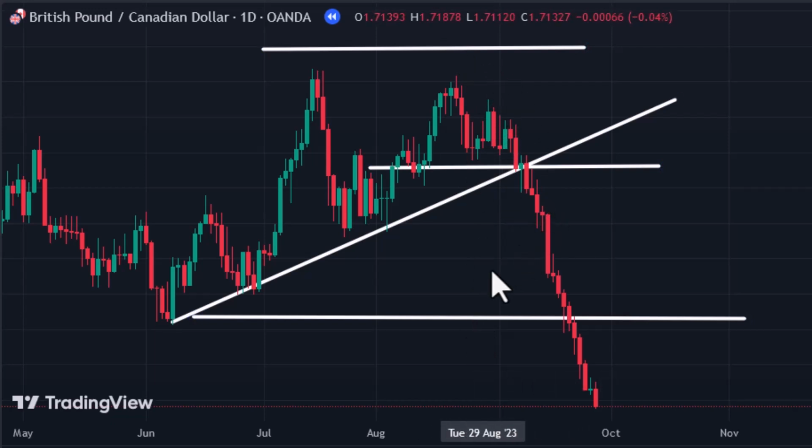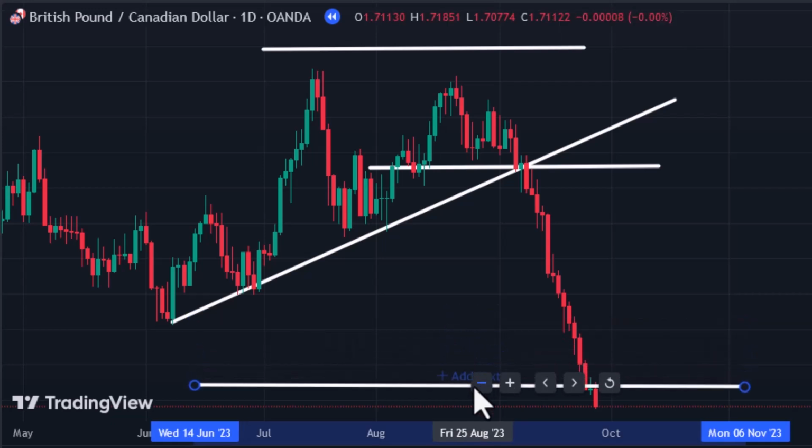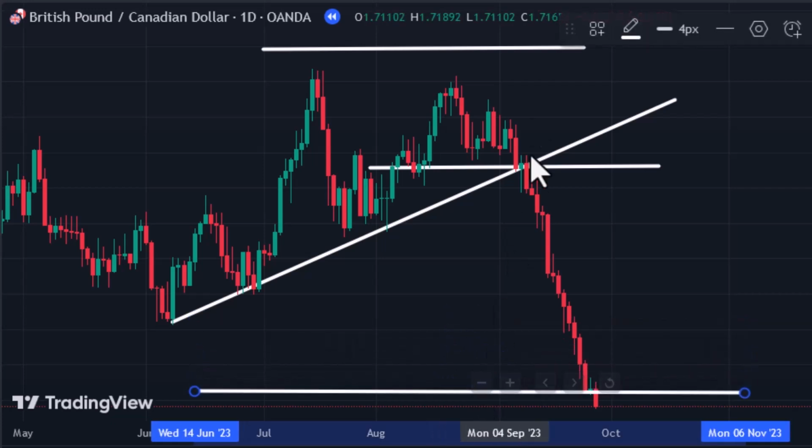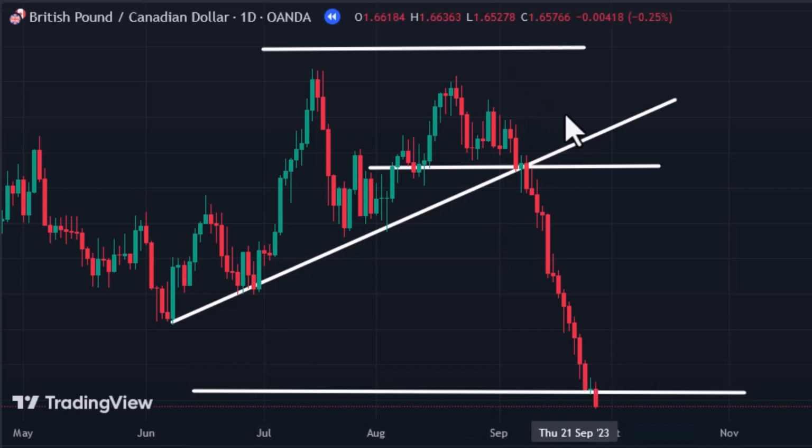But at this point, it's not that bad because this is more than 1:1. It's about almost 1:2. So let's say your target is here, then it would have been much better. Your risk to reward ratio would have been higher. But in this case, the stop loss placement was okay and the trade went the right way.